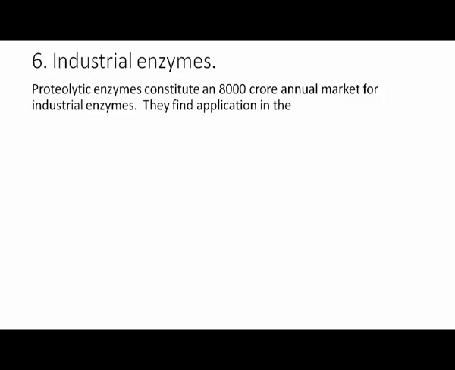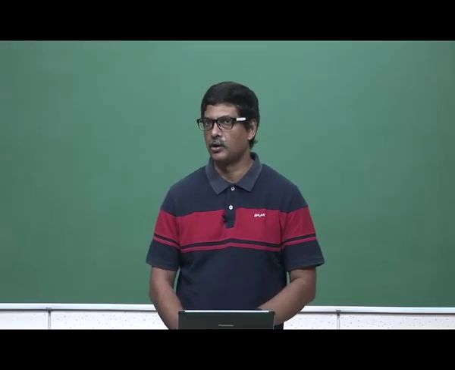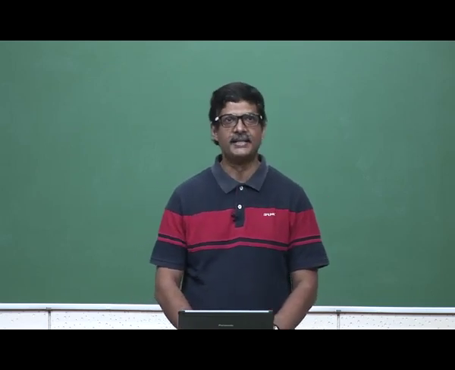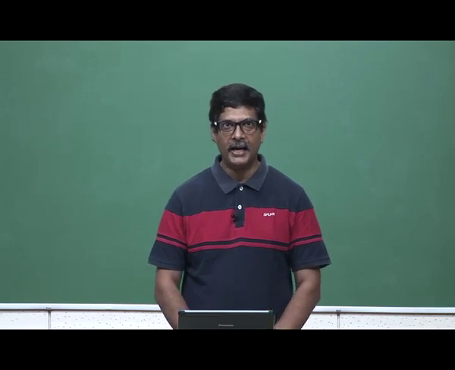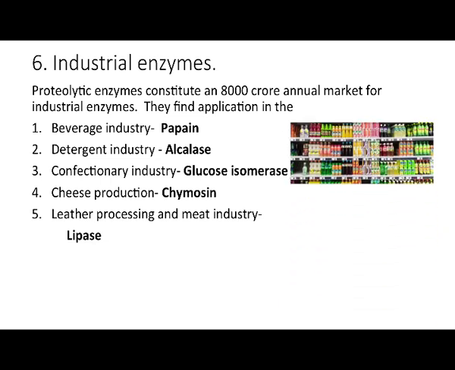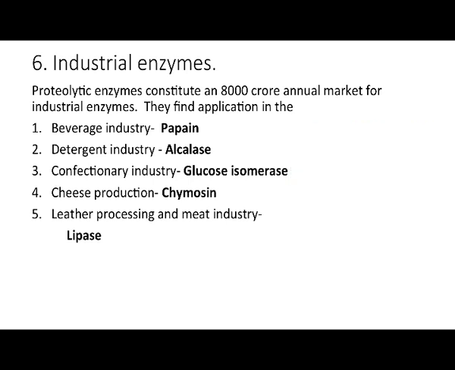In the industries, there are many enzymes which are used. One particular enzyme class is the proteolytic enzymes, which includes a large set of enzymes, not only the serine proteases, there may be aspartate proteases, there may be other proteases. So, proteolytic enzymes, also called proteases, constitute an 8,000 crore annual market. Look at that for the industrial enzyme, and they find applications in, let us say, the beverage industry. For example, papain is used in all kinds of beverage production. They are used in the detergent industry. For example, another protein called alkalase, you see these are enzymes. So, they are used in detergent industries.